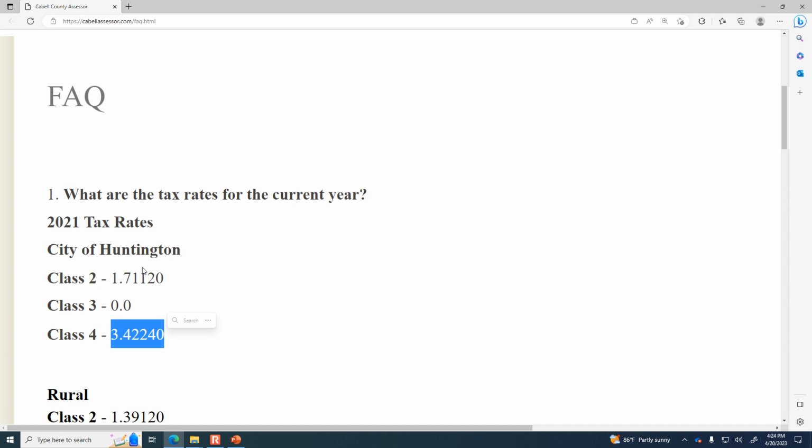What would zero tax mean? I don't know which properties are class 3. The only thing I can figure is maybe those could possibly be like churches or nonprofit organizations that are exempt from paying property tax.